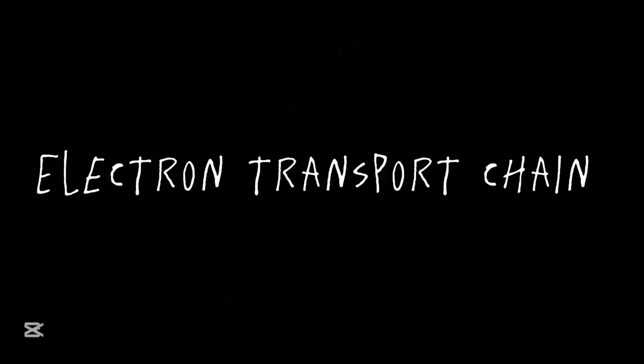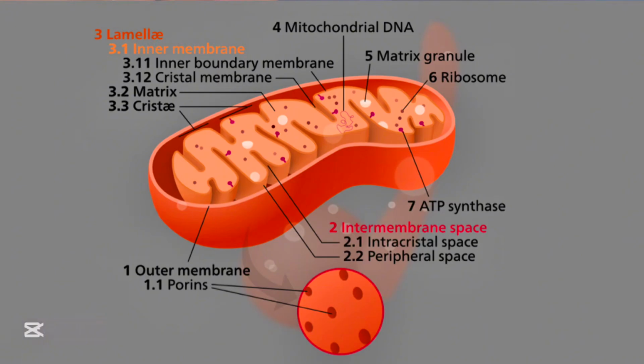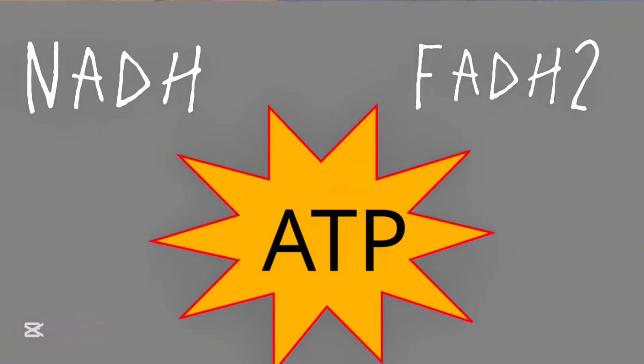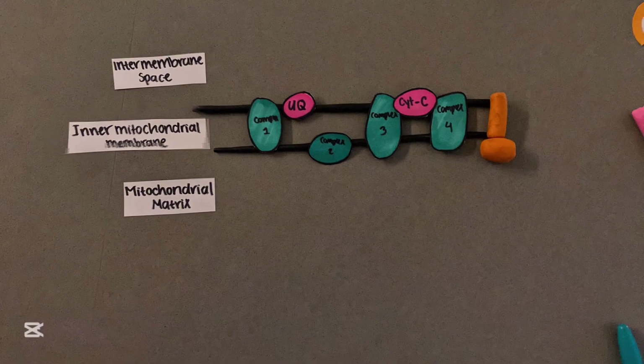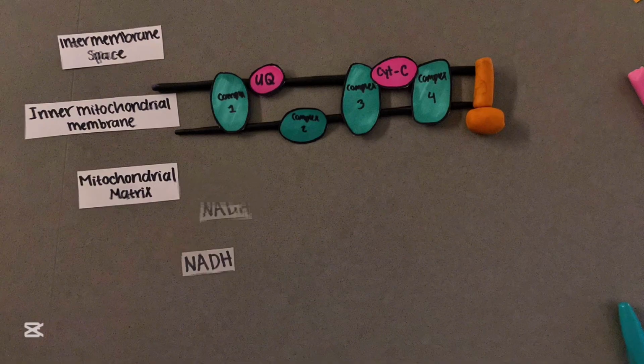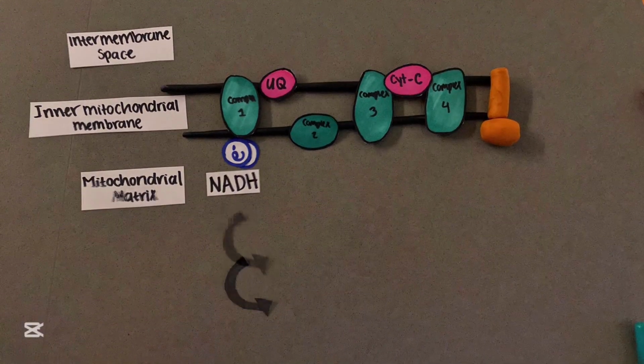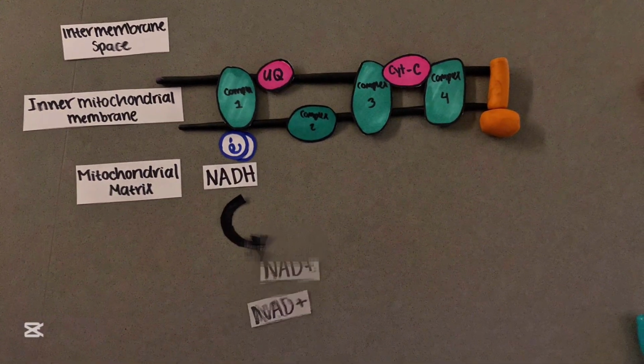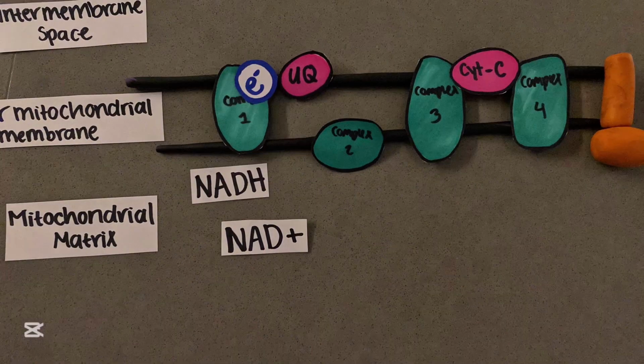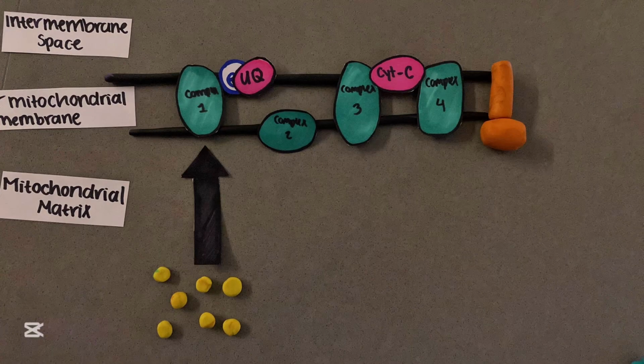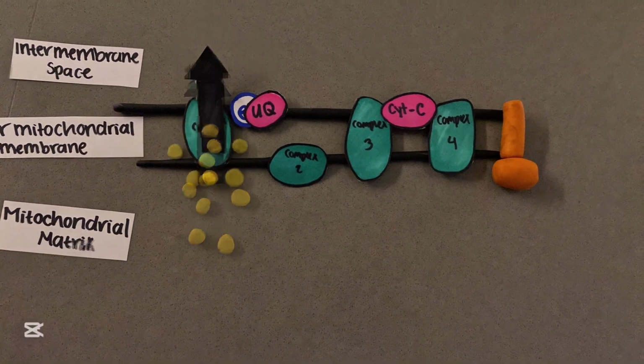The electron transport chain happens within the inner mitochondrial membrane. Its main goal is to use high-energy electrons from NADH and FADH2 to produce ATP through a concentration gradient. The first step of the electron transport chain occurs when NADH donates its electrons to complex 1. Essentially, NADH gets oxidized to NAD+, and releases a proton and 2 electrons that are transferred into the first complex.